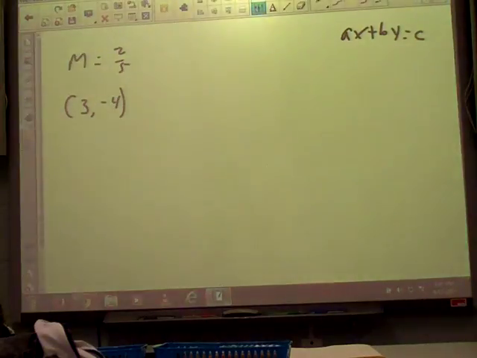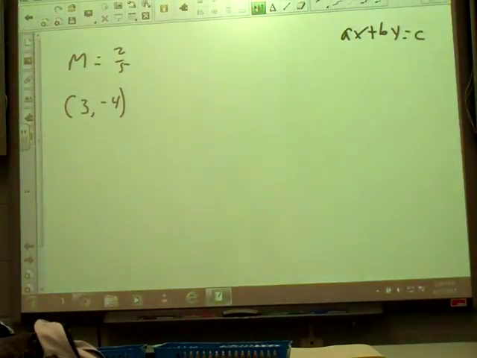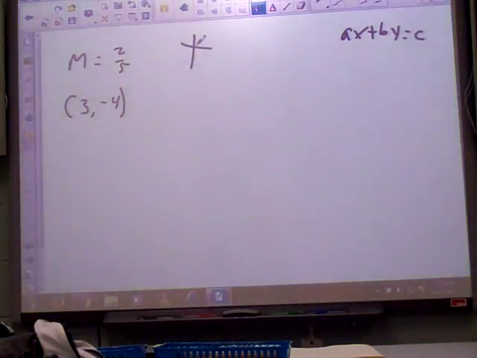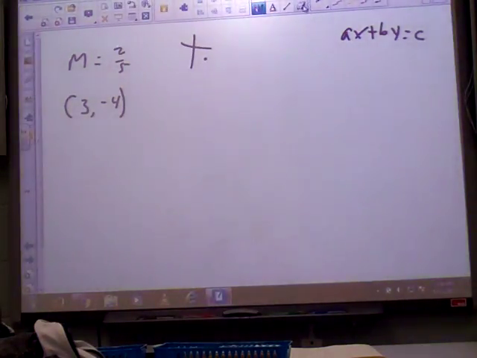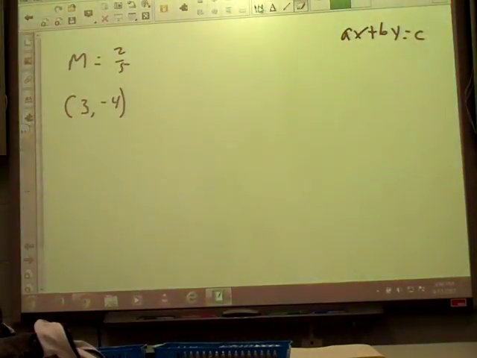Is that the b? Is that the y-intercept? No, it's not. Good. First period said it was. If I found that, it would be over 3 and down 4. That's not on the y-axis, is it? Nope. So I don't have a y-intercept in this case. I've got a slope, and I've got just some random point. There are 2 ways to work this. I'm going to show you both ways, and you can pick your favorite.